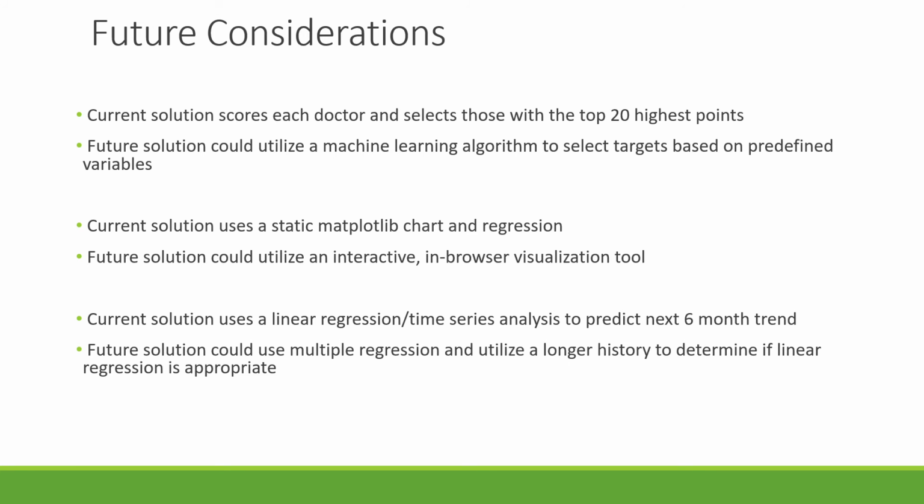And then really quickly, some future considerations for this project. One is to potentially utilize a machine learning algorithm to select the targets instead of using this points-based approach. The next is to utilize more of an interactive in-browser visualization instead of just a static matplotlib chart. And lastly, in terms of the regression analysis I did, it was more of a standard time series analysis to predict the trend, but we could look at more data and see if a linear regression is really appropriate for that, or potentially use some sort of multiple regression to have a better prediction.